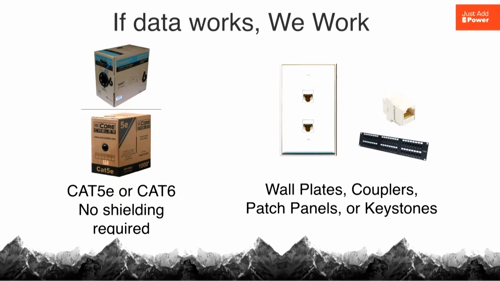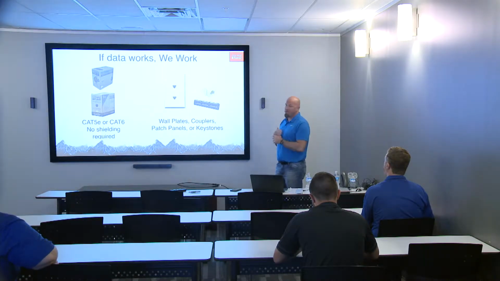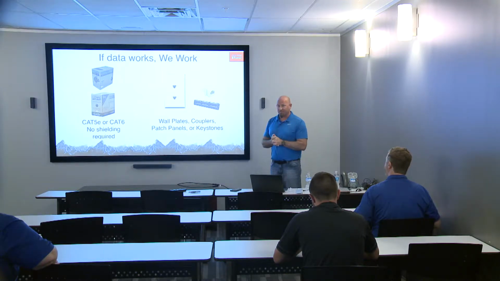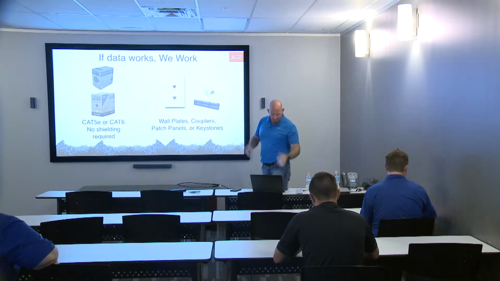So one of the great things about Just Add Power is that it also works across standard data lines: Cat5e, Cat6, Cat6a. It doesn't need to be shielded. As long as it's gigabit speed capable, we can work. We can use patch panels, keystones, wall plates, couplers if need be. We can work going across the network. Other devices out there, anything that's using HDBaseT, have special pinouts, will require Cat6a shielding, various things along those lines. With Just Add Power, that's not a problem.